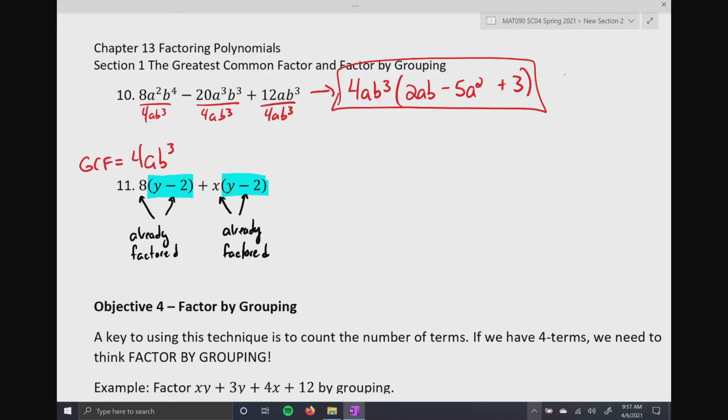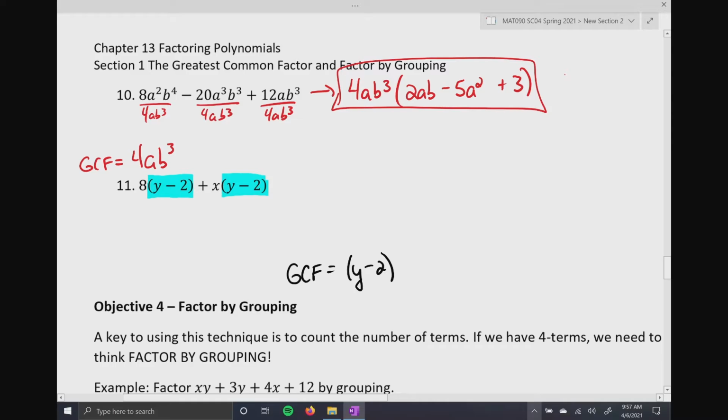But when I look at just those two terms, the first one, 8 times y minus 2, and the second, x times y minus 2, they both have a y minus 2 in common. My GCF is y minus 2, which means I can factor that out as well. So watch what happens. If you just want to watch a screen, go for it. I'm going to erase this real quick.